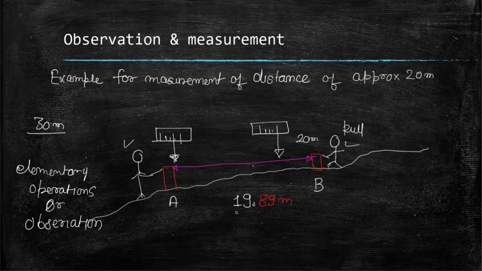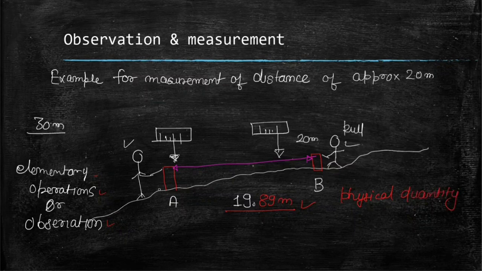So before saying that the final measurement is 19.89 meter, a lot of observations, a lot of elementary operations, are done by these observers, observer 1 and observer 2. The measurement is the final act that they perform at the last and get some values of a physical quantity. So I just want to also introduce one term, physical quantity.